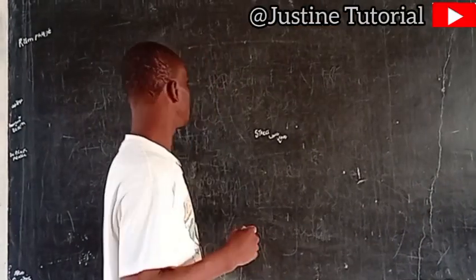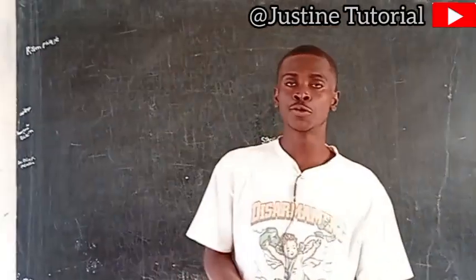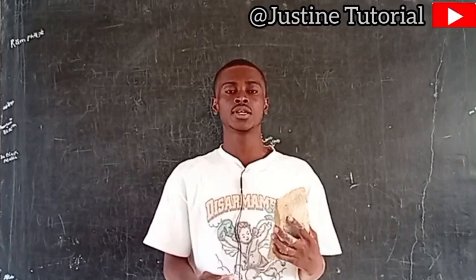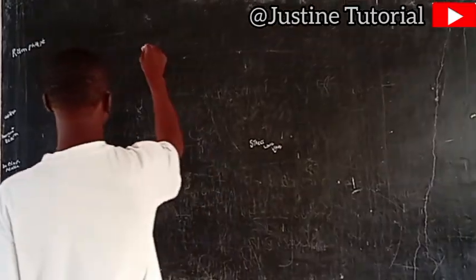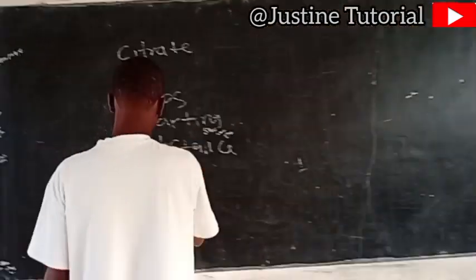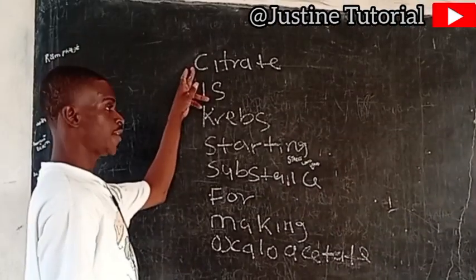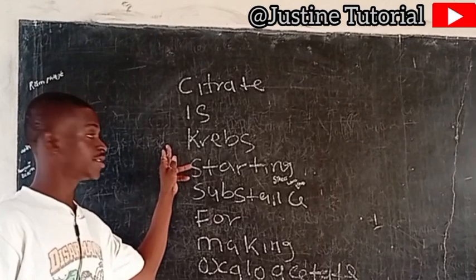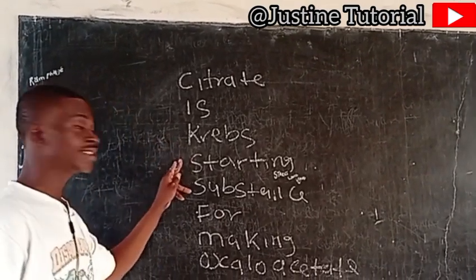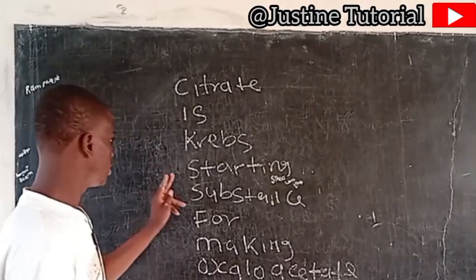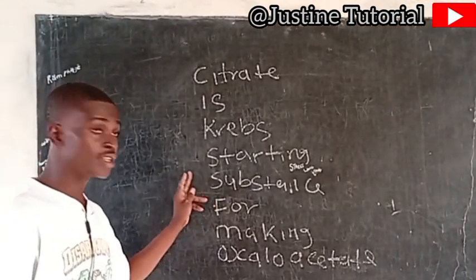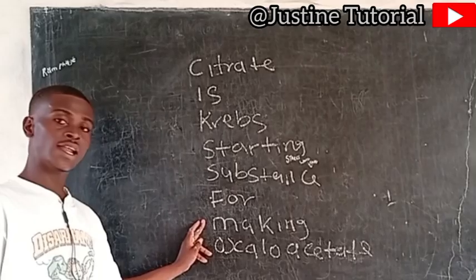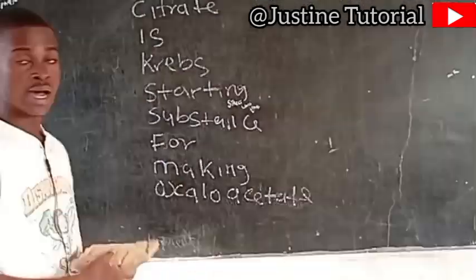Before I move to the general reaction, I want to give you a way that you can remember the intermediates in Krebs cycle. Citrate is the first intermediate. Isocitrate is next. Krebs is the alpha ketoglutarate. The starting is the succinyl-CoA. The substance is the succinate. The for is for fumarate. The making is for malate and oxaloacetate.